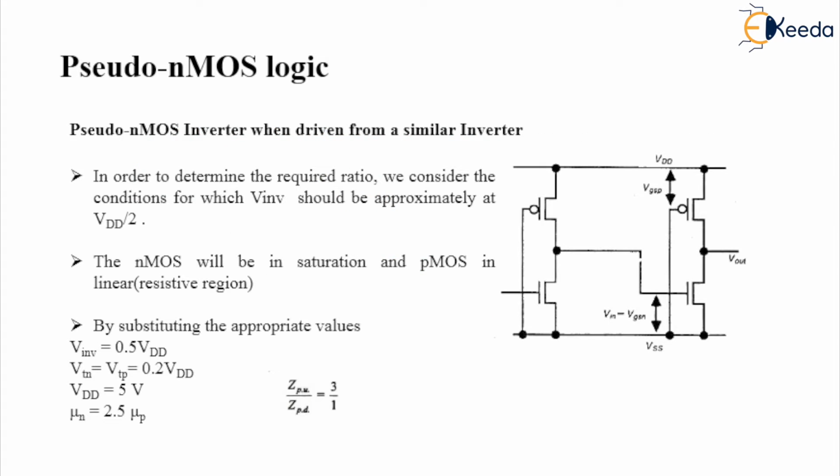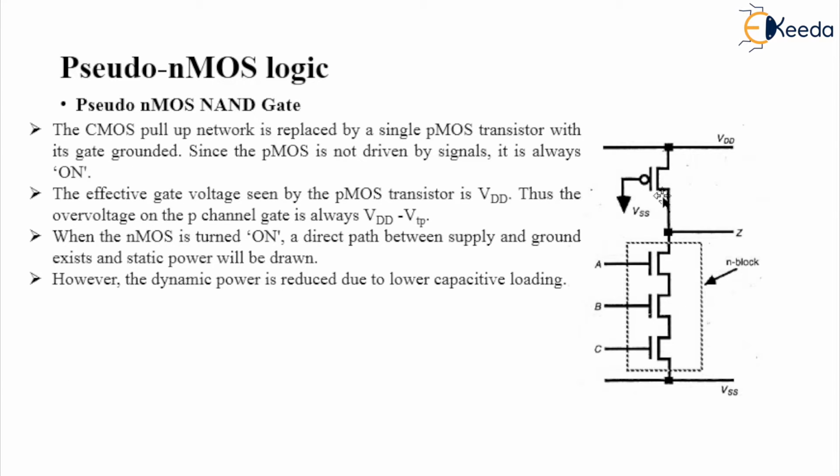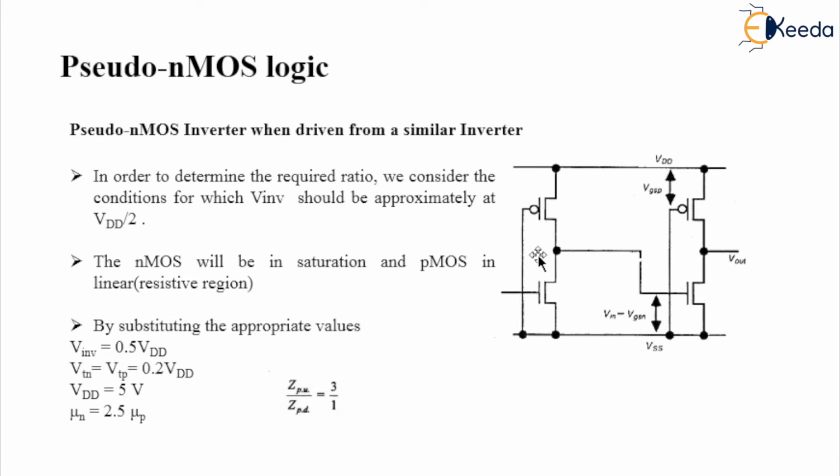And next, going to the realization of this pseudo NMOS inverter driven by another similar pseudo NMOS inverter. If you see here, this is a pseudo NMOS inverter, and this is also a pseudo NMOS inverter, so no need to get confused. Here the PMOS gate is connected to ground potential, and this PMOS is also directly connected to ground potential. Now I am going to realize the required ratio, nothing but the Z pull up to Z pull down ratio.